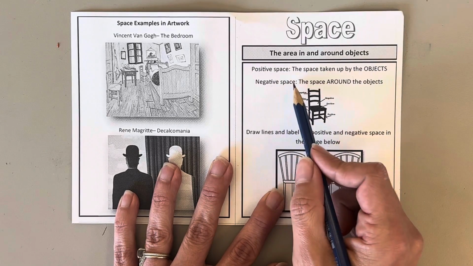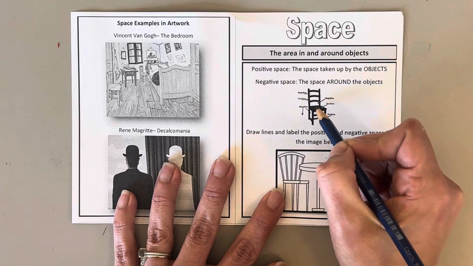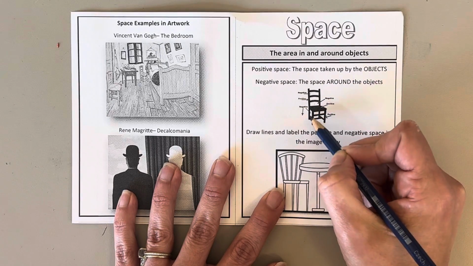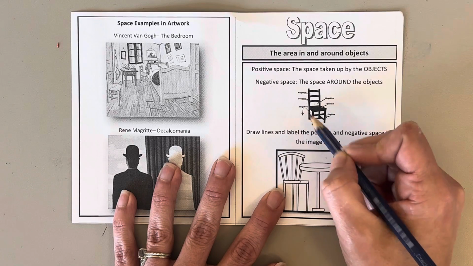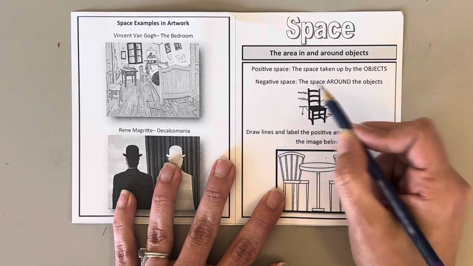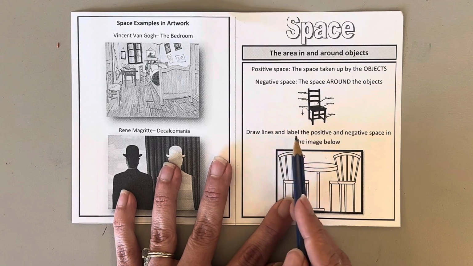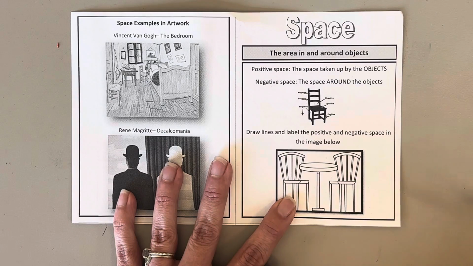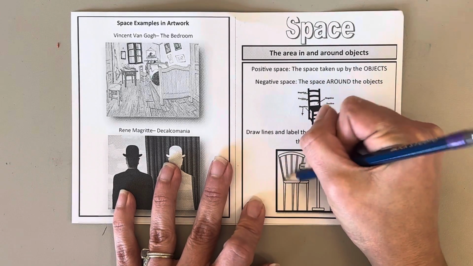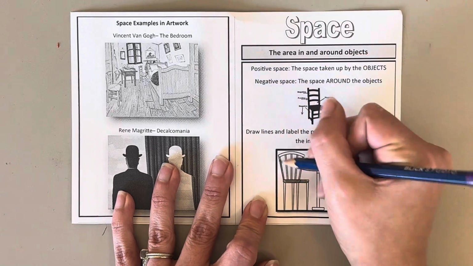But the negative space is the space around the objects. So the space that's between the back of the chair, the space between the legs on the bottom here, or the background space around the chair. Now in this first practice, it says draw lines and label the positive and negative space in the image below. I'd like for you to first go through and practice filling in the positive space. So let's do this together.